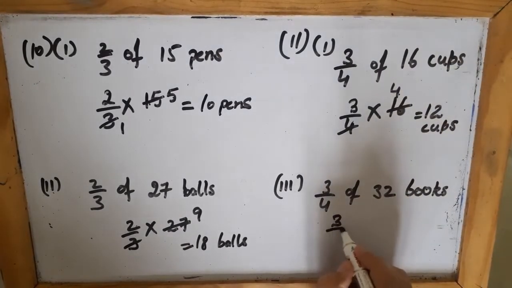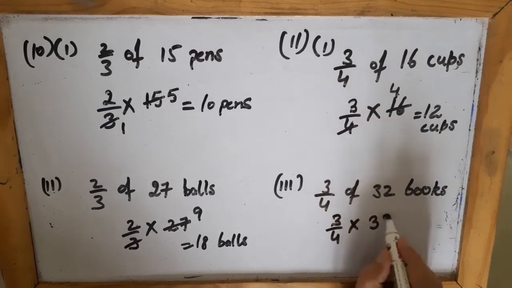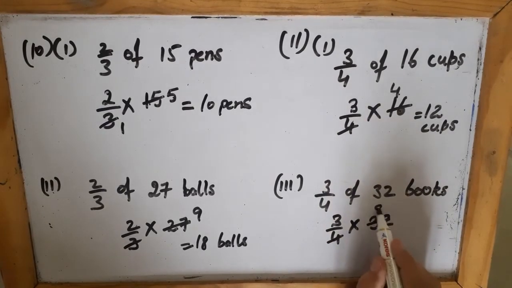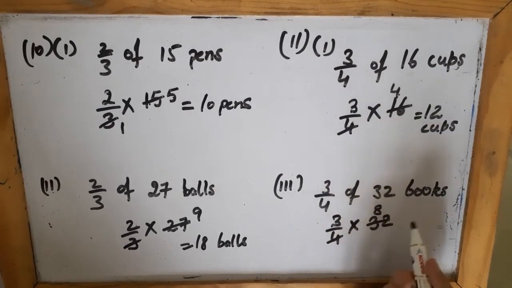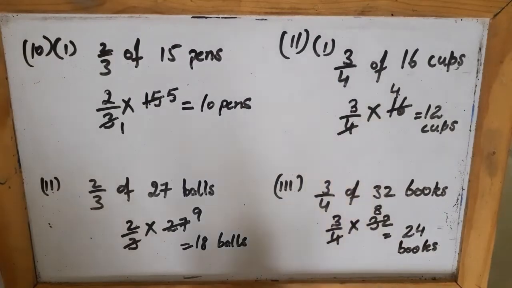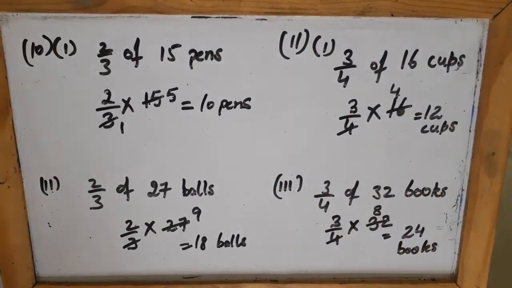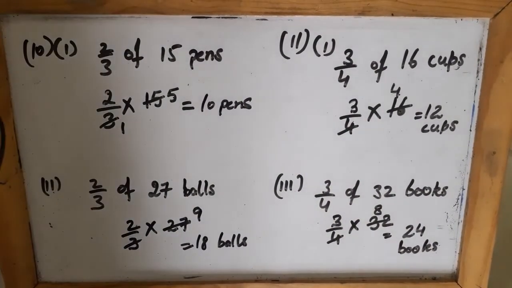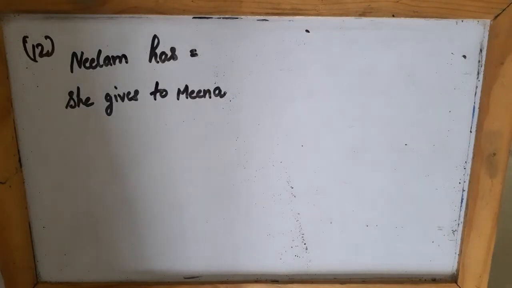Now 3/4 of 32 books. So 4 eights are 32, and 8 multiplied by 3 is 24. So 8 threes are 24. 3/4 of 32 books is what? 24 books. Now question number 12.